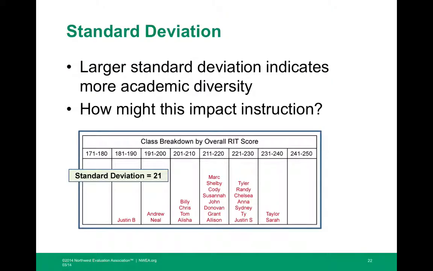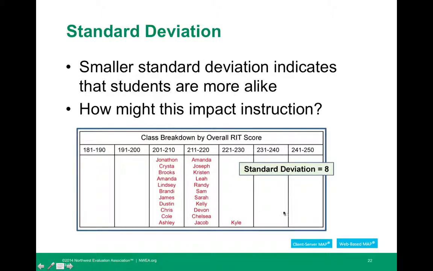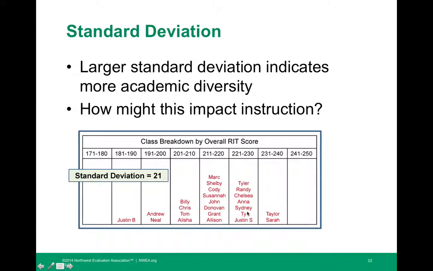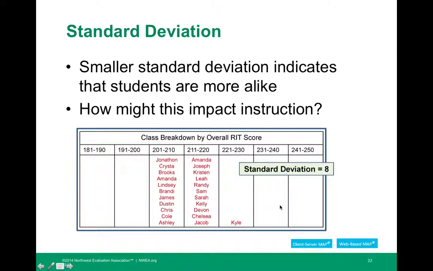Okay, we talked about standard deviation a little bit, and just to clarify, larger standard deviation indicates more academic diversity, and we talked about that a little bit. So here is a standard deviation of 21. You can see we have some students down here in the RIT score of 181 to 190, and then some students in the middle, and then all the way up to 231 to 240. So you can see how that spans across. If we had a standard deviation of 8, it's not quite a range, so we could see that maybe this might be a little bit easier to teach to versus this where we have kind of a wider range. We're definitely going to want to kind of group some of these students to help our instruction.